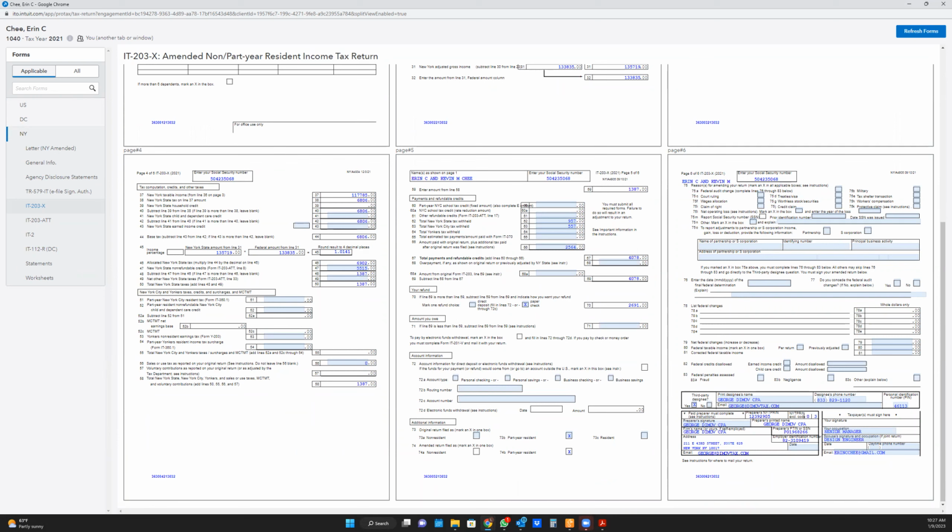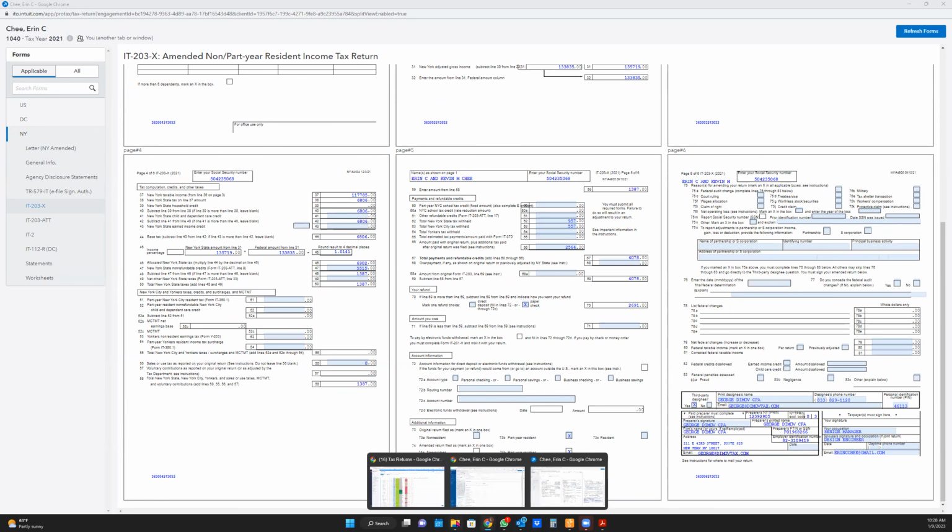Okay, so in certain cases, because we're overriding things, we're just gonna have to write it a little bit more. Bear with me for one moment. So there was only one W-2.